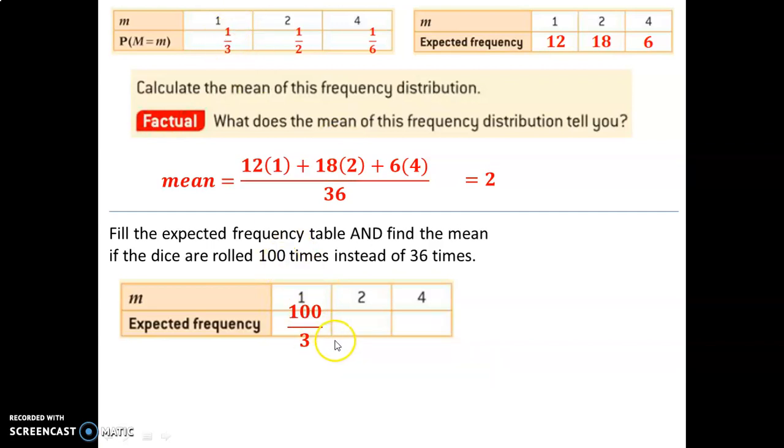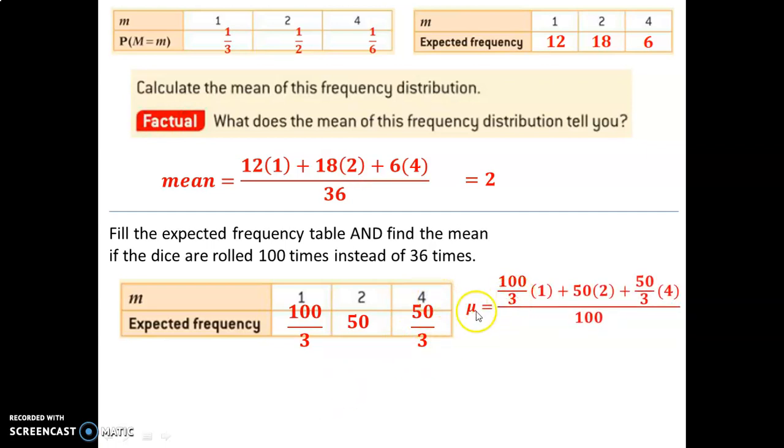All right, this time we have 100 over 3 here because 1/3 of 100 is 100 over 3. And then 1/2 of 100 rolls, half of them will be 2, so there's 50. And then 1/6 of 100, which reduces to 50 over 3 instead of 100 over 6, that many of them will be a 4. So how about the mean?